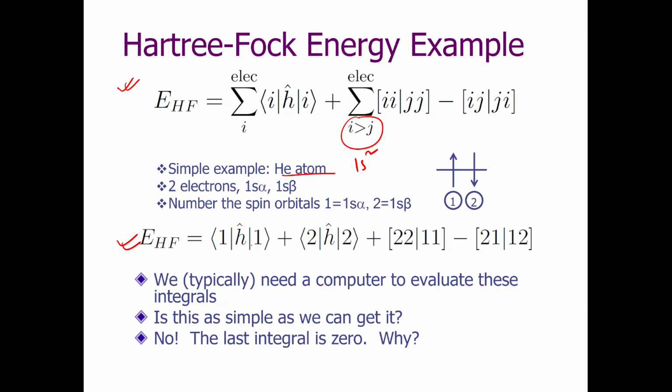And the Hartree-Fock energy he has written in this form: 1h1, 2h2. This is the kinetic and nuclear interaction energy of the first electron, and this is the kinetic and nuclear interaction energy of the second electron, the one in the beta orbital, and then you have this Coulomb term and the exchange term.